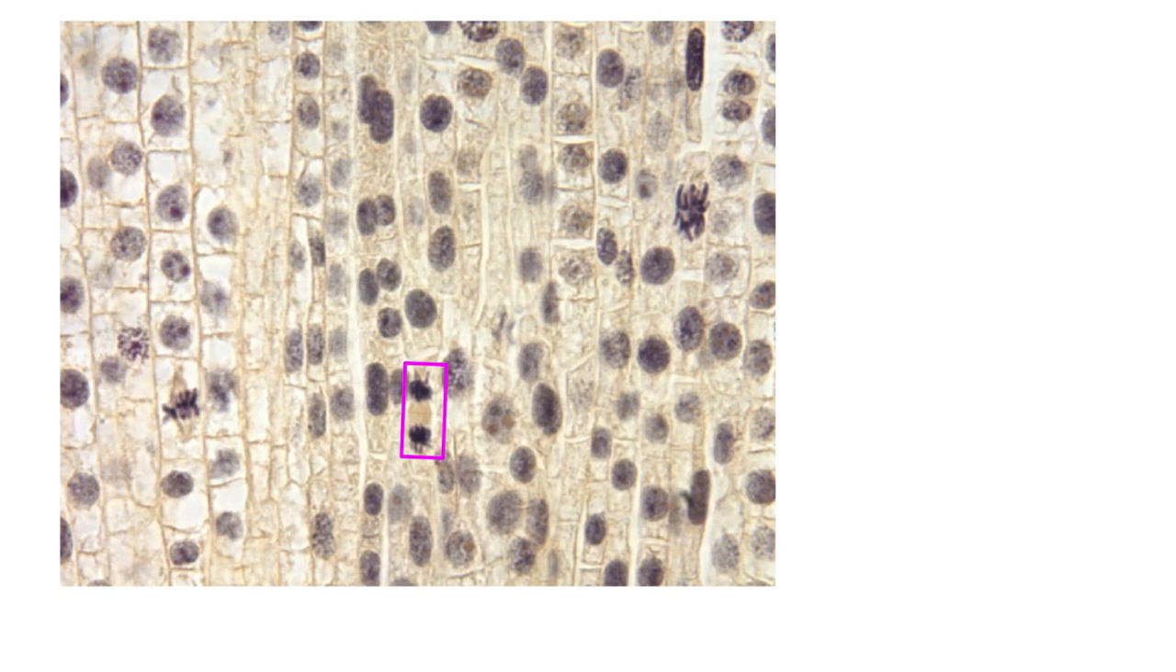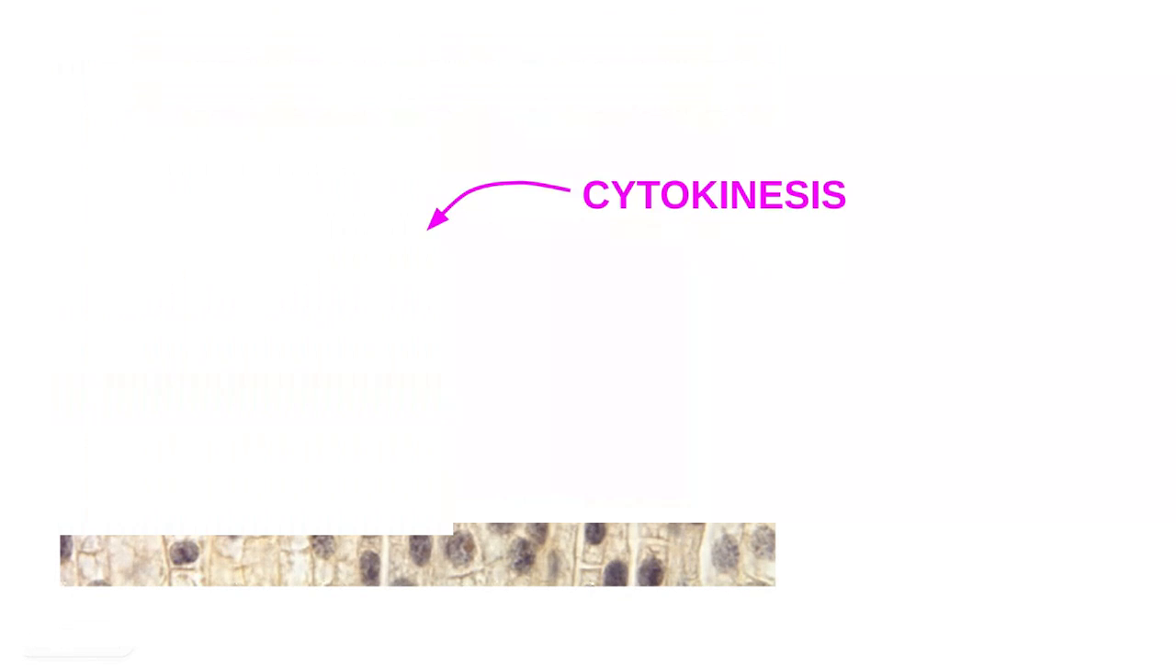Here's an example of a cell in telophase. They're kind of hard to pick out. All right, because they kind of almost look like two separate cells.